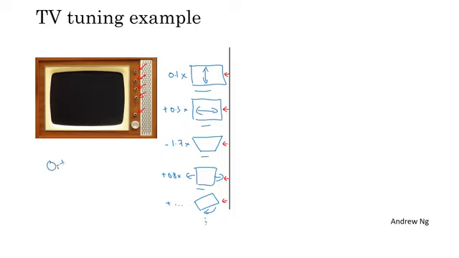So in this context, orthogonalization refers to that the TV designers had designed the knobs so that each knob kind of does only one thing, and this makes it much easier to tune the TV so that the picture gets centered where you want it to be.